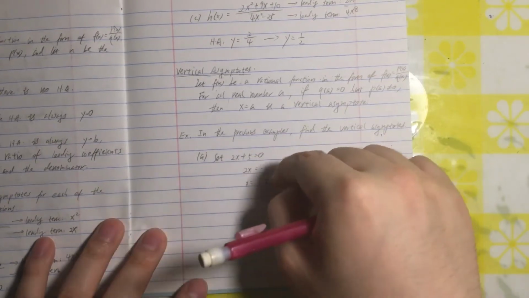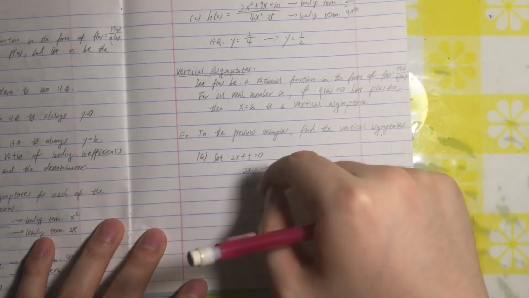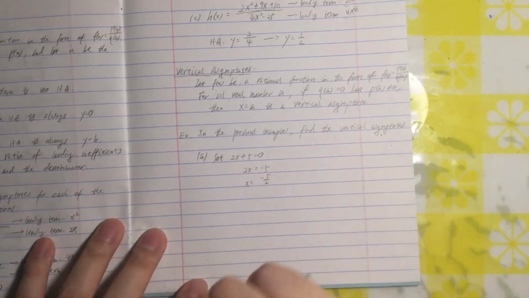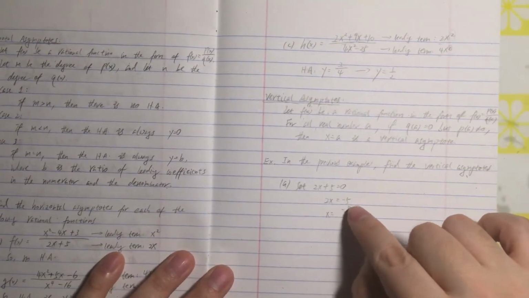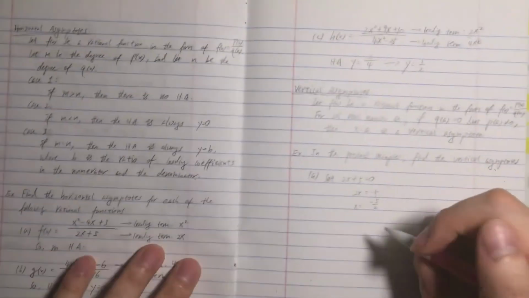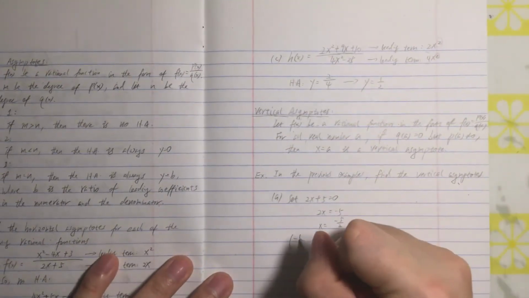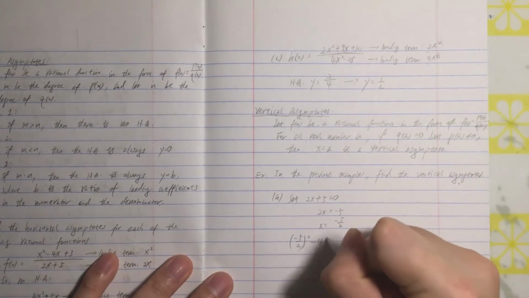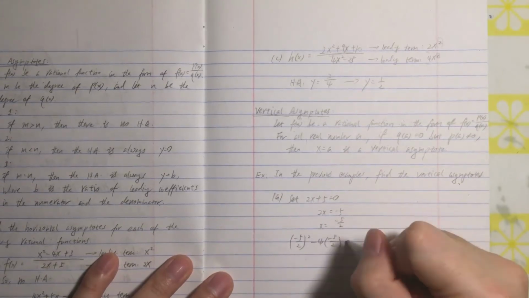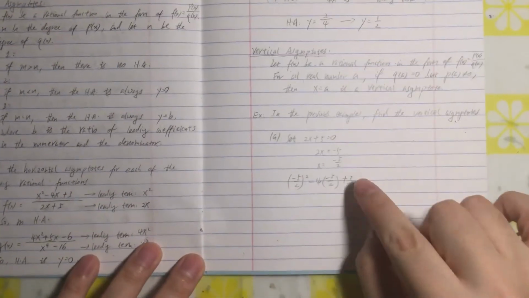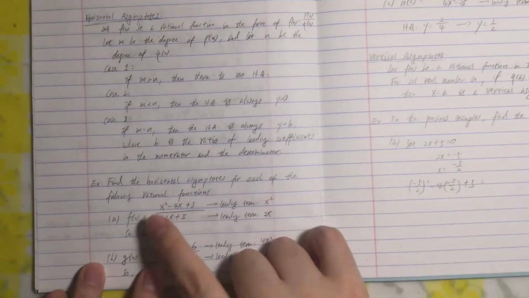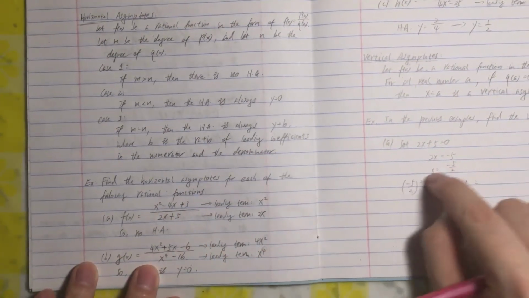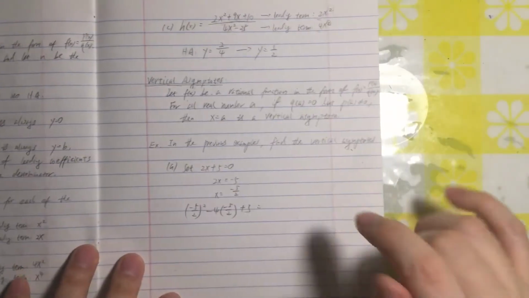But we need to make sure this number doesn't make the top 0. If this number also makes the top 0, it doesn't count as a vertical asymptote. Let's check. If I plug negative 5 over 2 into the numerator, what do we get? We have negative 5 over 2 squared minus 4 times negative 5 over 2 plus 3. If this number doesn't make the numerator 0, then this is the vertical asymptote. Otherwise, it doesn't count. Let's check.